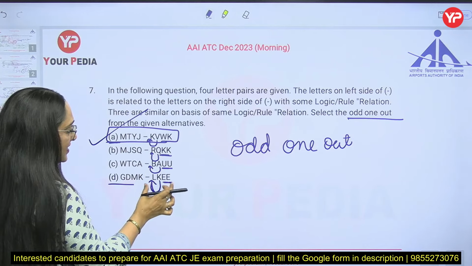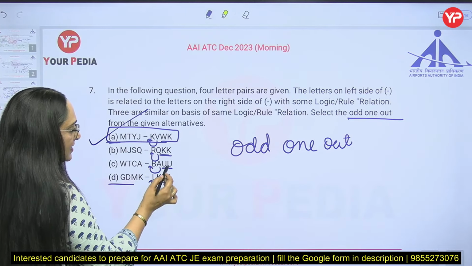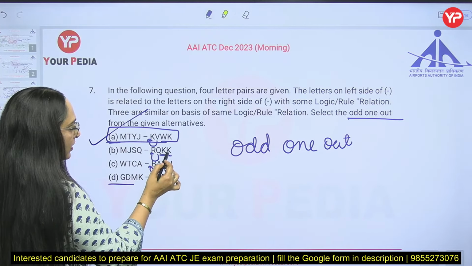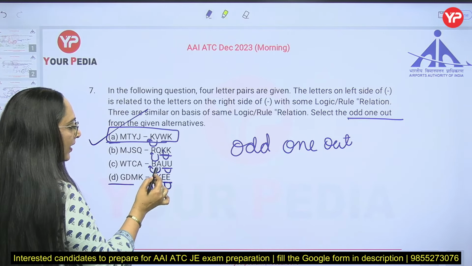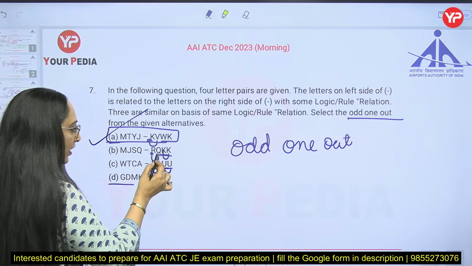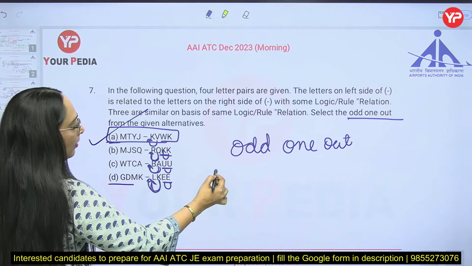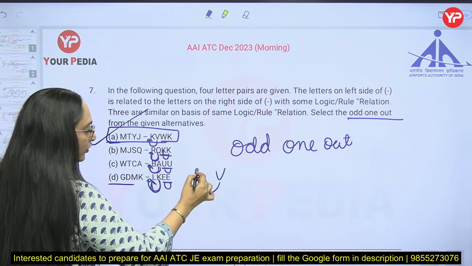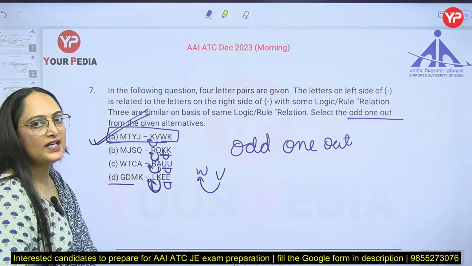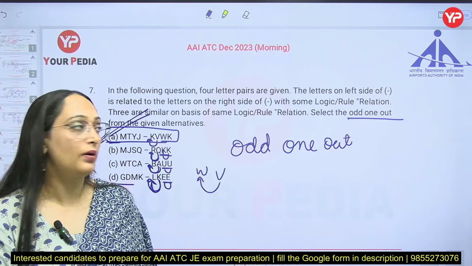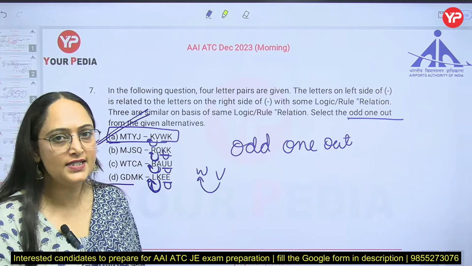If we check these side letters, here E is there, U is there, K is there, but after K, L is there. A, next letter B. Q, next letter R. But after V, W should be there, but not in option number A. So that's why the answer of question number 7 is A.